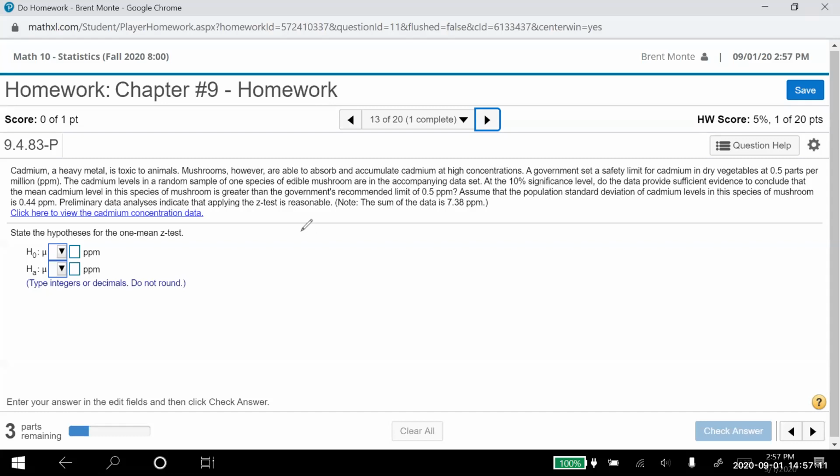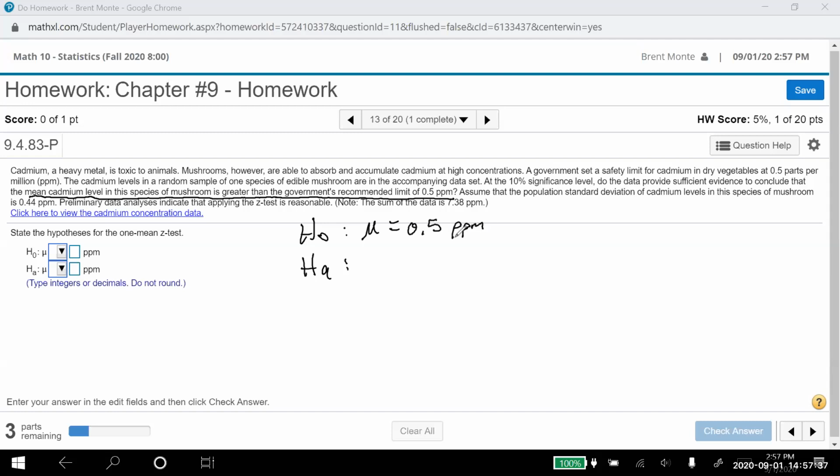Step 1, state your assumptions. So the null hypothesis and the alternative hypothesis. Well, they're asking us here, here's the question. Do the data provide sufficient evidence to conclude that the mean cadmium level in this species of mushroom is greater than the government's recommended limit of 0.5 parts per million? So we assume that no, it's equal to 0.5 parts per million. And the alternative is what the question's asking. Do we think it's greater? So we say, oh, let's test to see if mu is greater than 0.5 parts per million. So there's my null and alternative hypotheses.